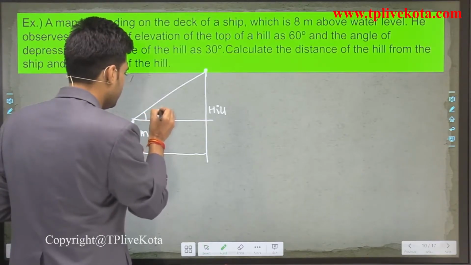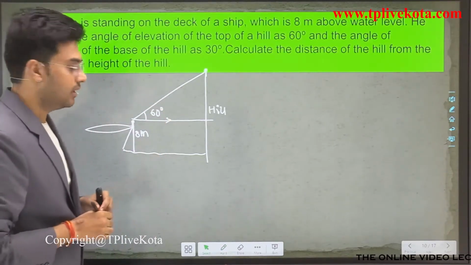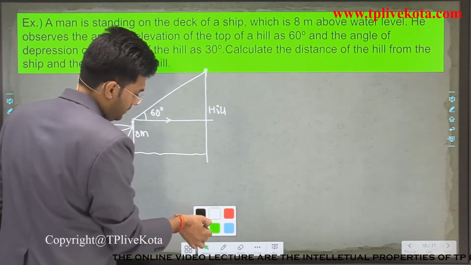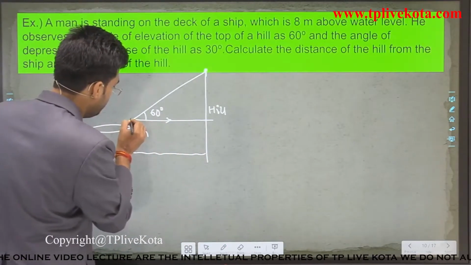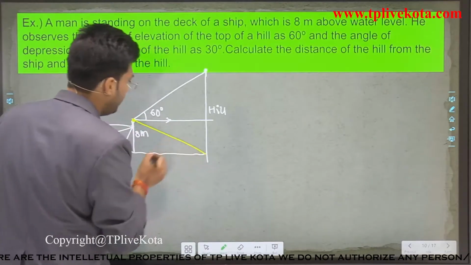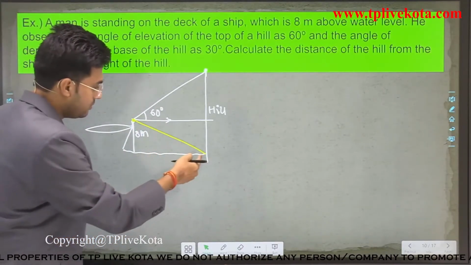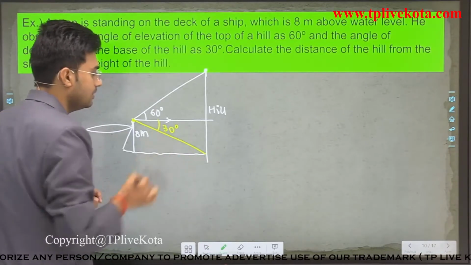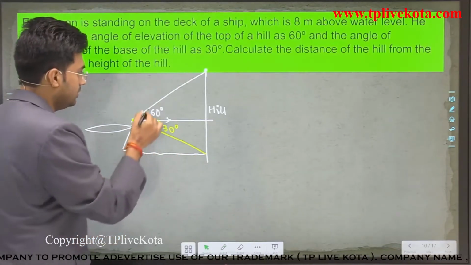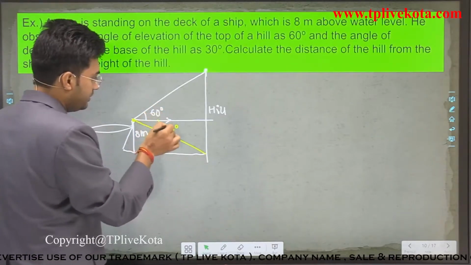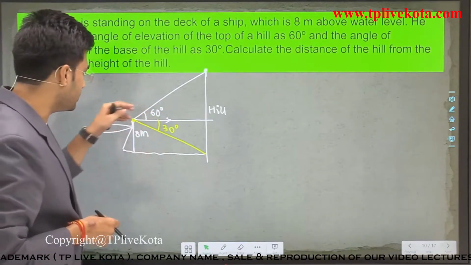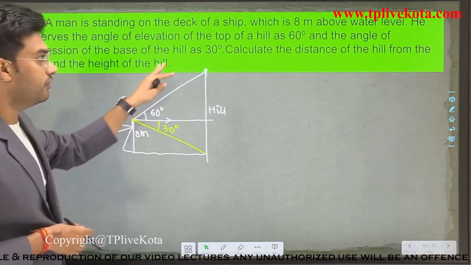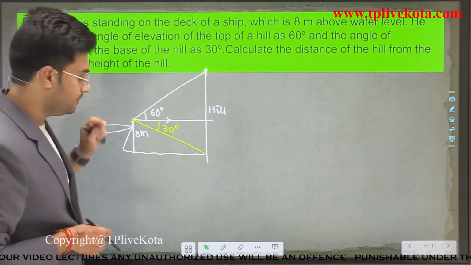This is 60 degree. Okay, and it is also given that the angle of depression for the base of the hill, this is the base of the hill, is 30 degree. So this is the angle of elevation and this is the angle of depression. This is the complete diagram of the information in this question.